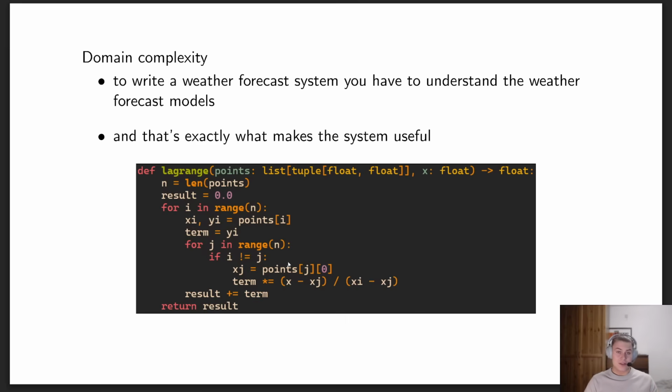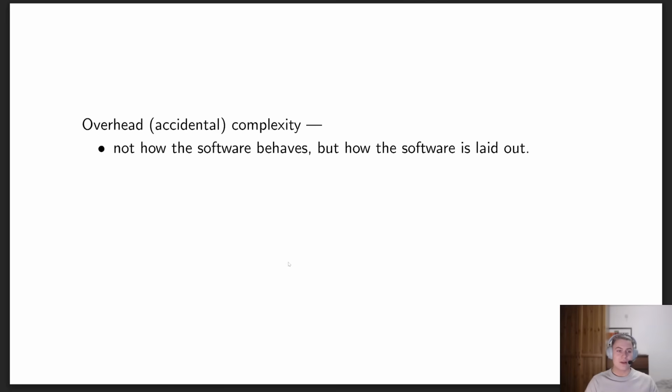Now we're going to talk about the second type of software complexity, and that is the overhead complexity or the accidental complexity. It's not how the software behaves, but how the software is laid out. So what does it mean? We have this domain complexity, right? The domain complexity is normally quite high, and your application is solving a real problem. When we're doing that, we cannot reduce that complexity, but we can manage it.